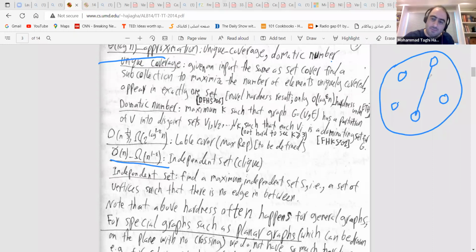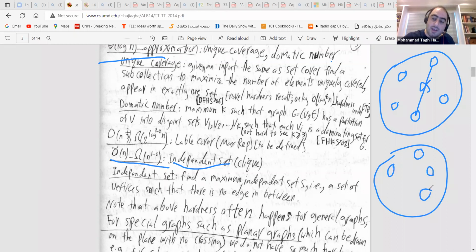So no edges between these vertices, and you want to find the maximum set of vertices. This problem is called independent set. And again, you can give a simple reduction from independent set to clique. What is a clique? It is exactly the same problem, but then you want to find the maximum set of vertices such that all possible edges are there.